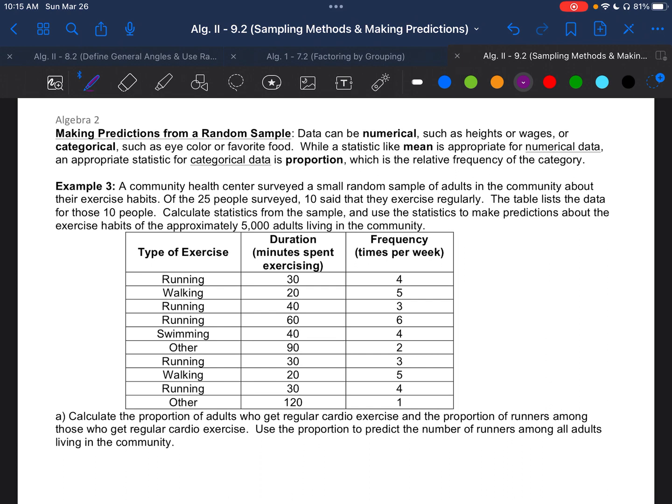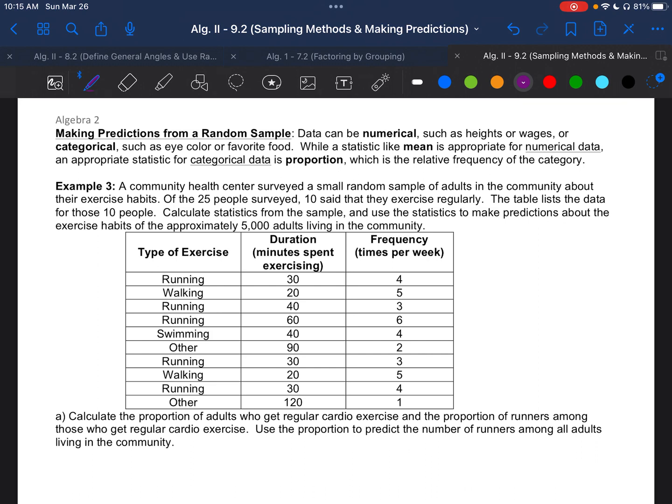All right, on to the next page here. So something different we're doing now: making predictions from a random sample. Data can be numerical, such as heights or wages, they're numbers, or categorical, such as eye color or favorite food. Like, you don't have a number associated with your eye color. You would say, oh, it's brown or blue, for example.